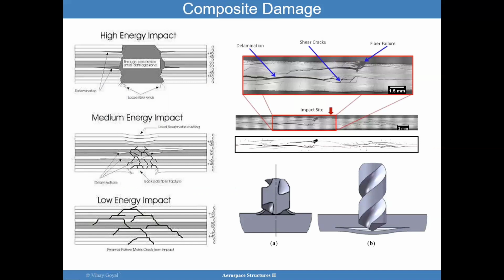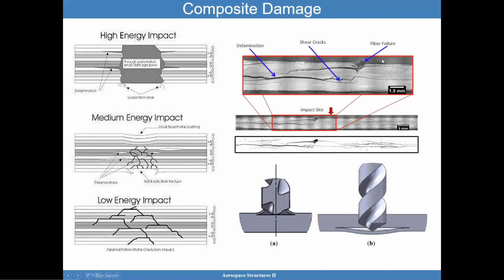So in composites, very specifically, you can have a high energy impact event that causes delaminations and damage through the whole panel. You also have a medium energy impact where there's a lot of localized damage, and then you get delaminations and matrix cracking. You can also get some amount of fiber failure on the backside. A low energy impact may not even show anything at the top, but yet cause a lot of delamination and matrix cracking just at the subsurface.